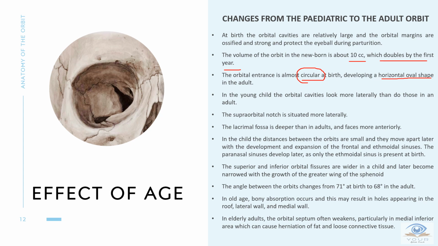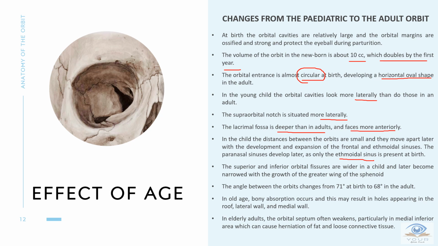In the young child, the orbital cavities look more laterally than do those in an adult. The supraorbital notch is situated more laterally in a child. The lacrimal fossa is deeper than in adults and faces more anteriorly. In the child, the distances between the orbits are small and they move apart later. Now why does that happen is because at birth only ethmoidal sinus is present and all other paranasal sinuses develop later. So when the frontal sinuses develop and they expand, that is when the orbits move apart.